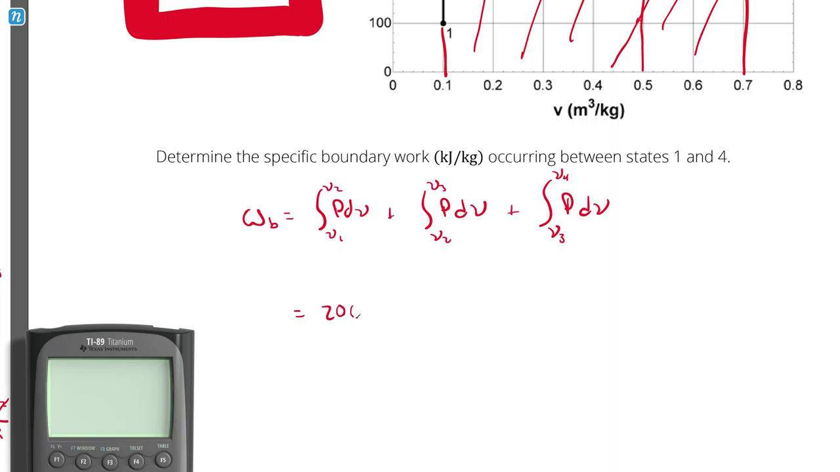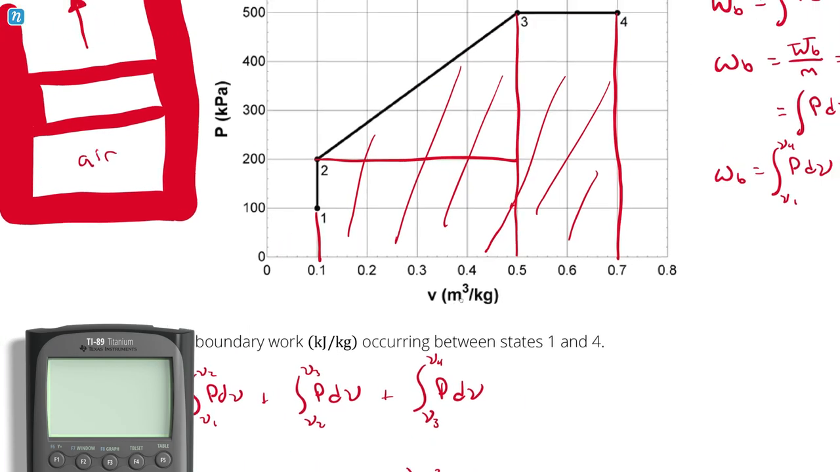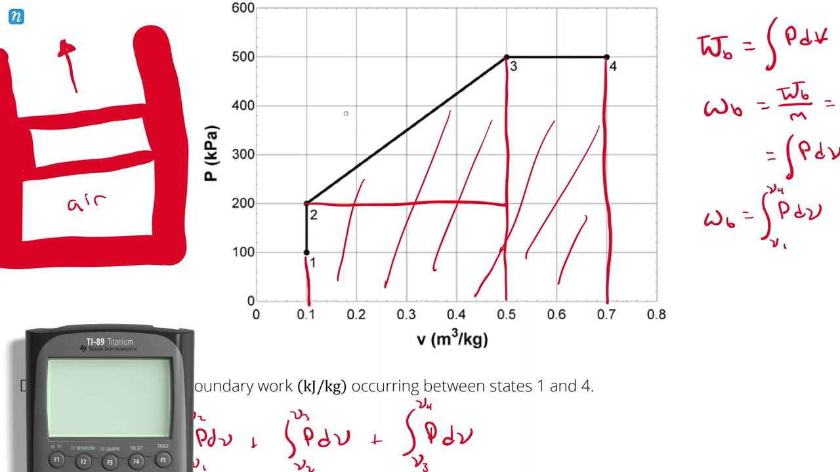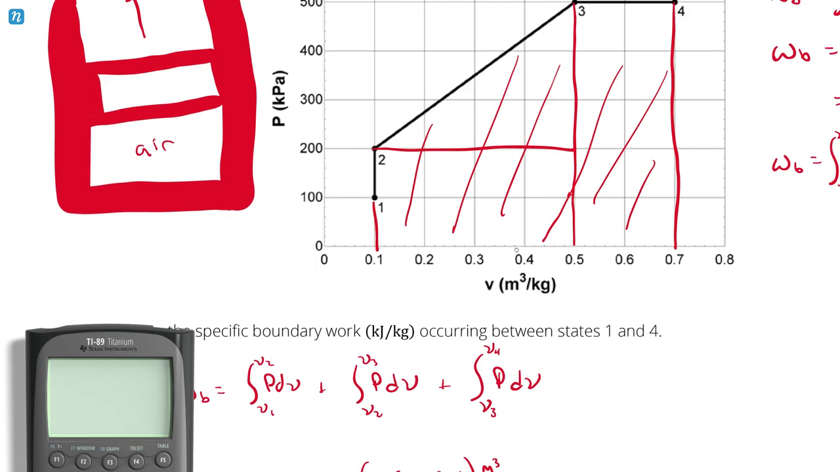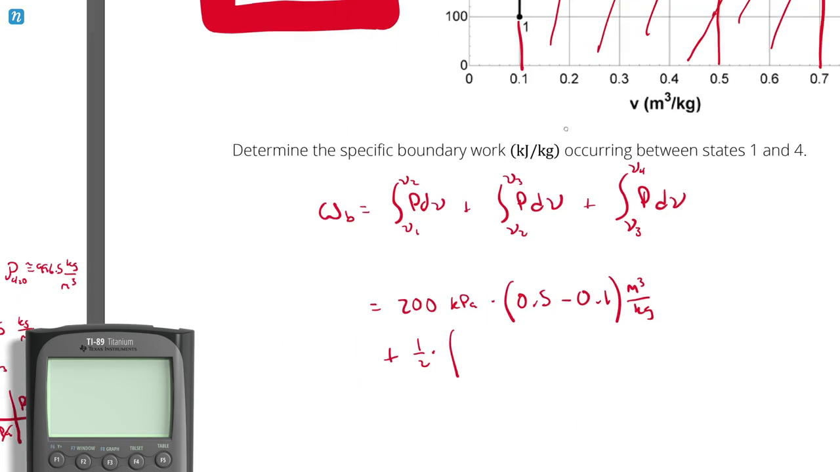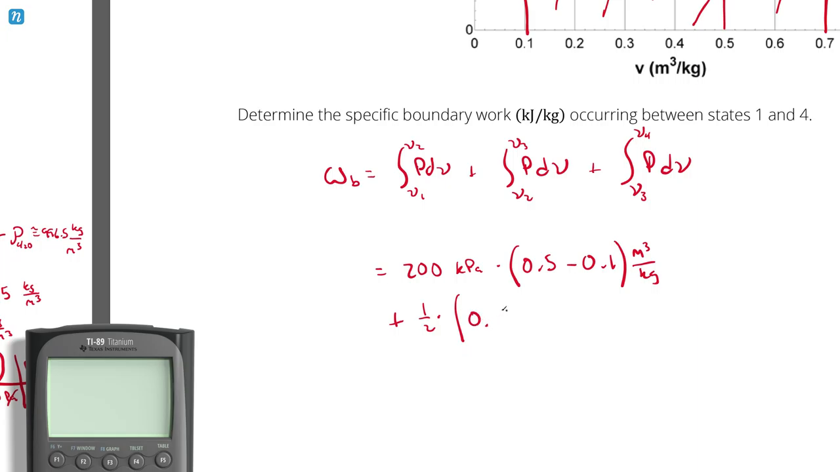So I guess let's write that out. 200 kilopascals times 0.5 minus 0.1 cubic meters per kilogram plus the area of this triangle, which would be 1/2 base times height. So that would be 1/2. The base is going to be 0.5 minus 0.1 cubic meters per kilogram.